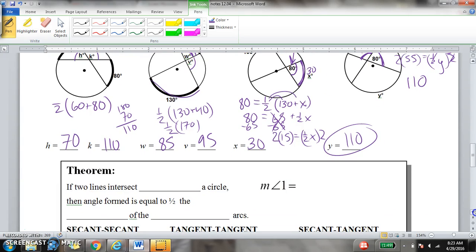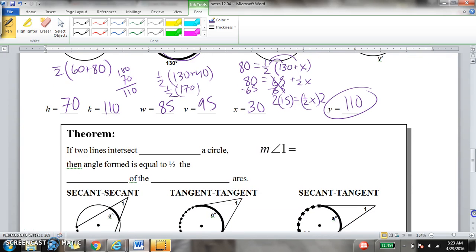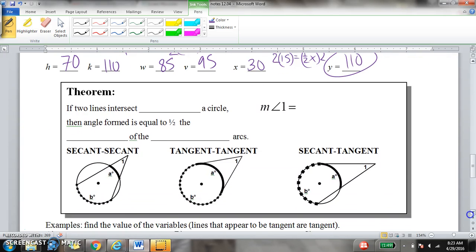All right, last theorem. So we just had if two lines intersect inside a circle, then we take half the sum of their intercepted arcs. But if two lines intersect outside of a circle, so it could be a secant and a secant, a tangent and a tangent, a secant and a tangent. Any combination of any of those lines that are going outside a circle, not just chords which stay inside the circle. Okay, so if that happens, then the angle formed when those two lines intersect is equal to half of the difference now of the intercepted arcs.